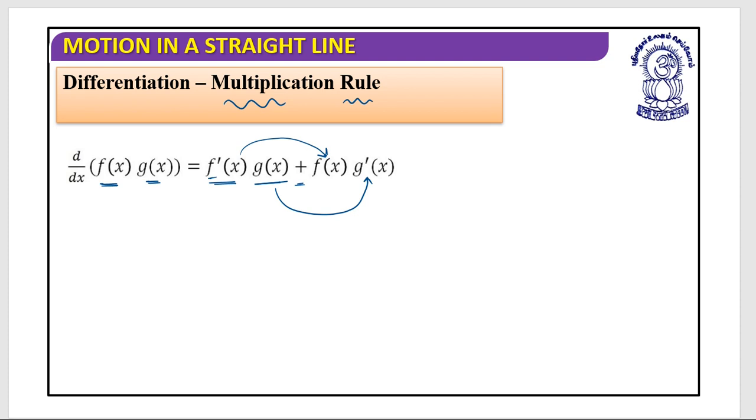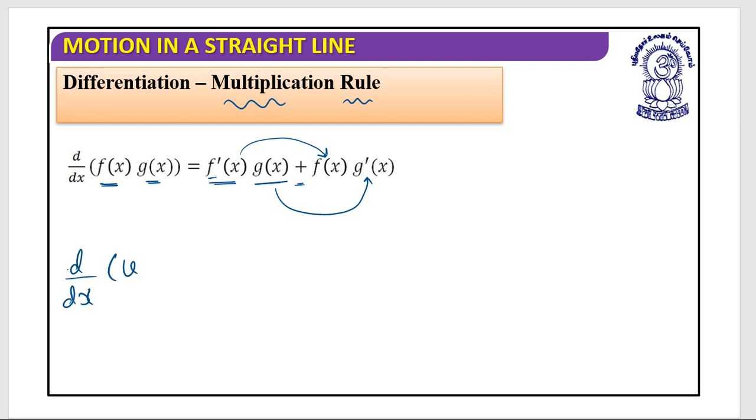Are you comfortable? Are you sure? Can you do this? Let's repeat. It's d by dx of f(x) into g(x). So first you need to differentiate f, so it is f dash x multiplied by g(x), with g as it is, plus the term which has already been differentiated, which you write as it is, and the other term which was written as it is, that needs to be differentiated. Did you understand what I mean? Are you sure? Let's look.